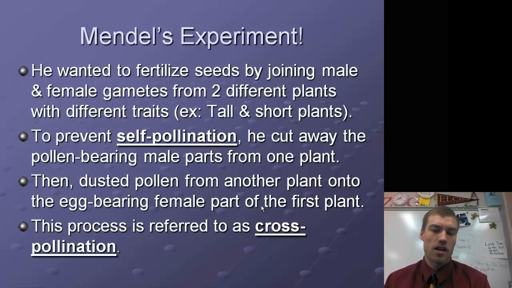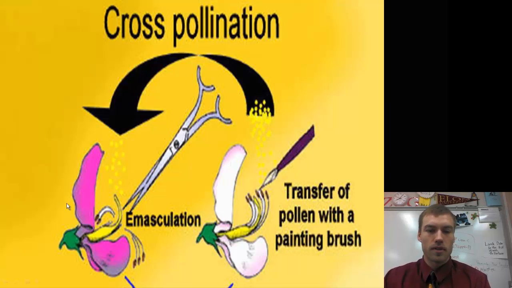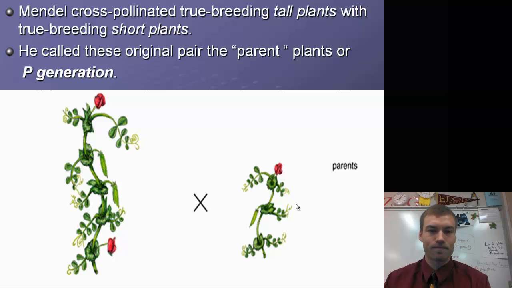This is called cross-pollination. So again, he would cut away the male portion and then transfer the pollen over with a paintbrush, and you can see why not many people had done this at this point, because this was a very meticulous process.